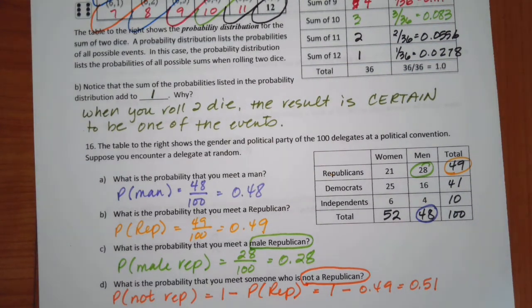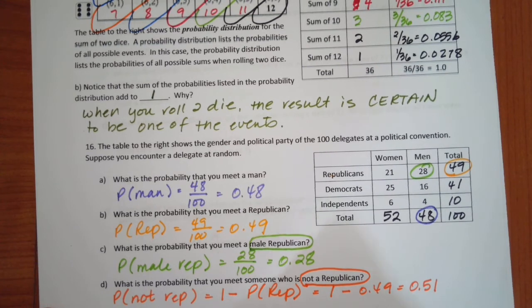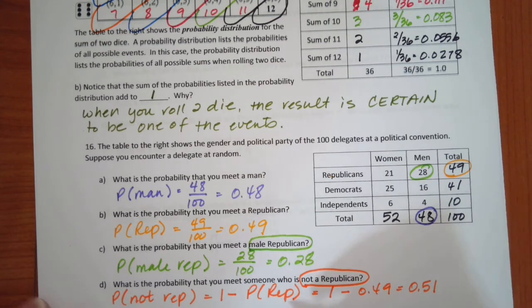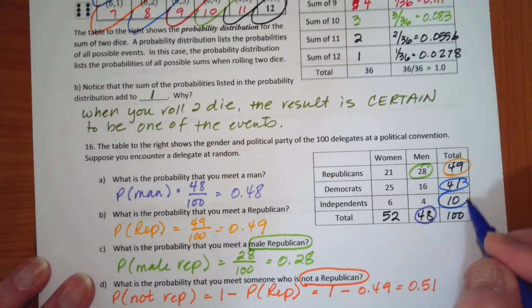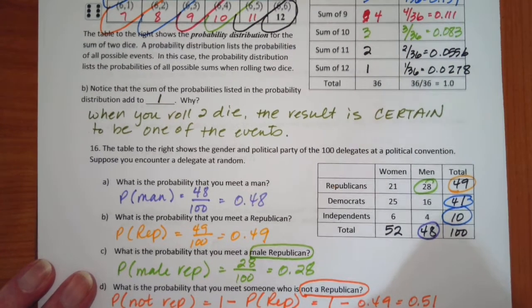Well, if you want to also figure out this, if it's not a Republican, then you're looking at the probability of a Democrat or an independent, which is going to be 51 out of 100, which also gives you 0.51.